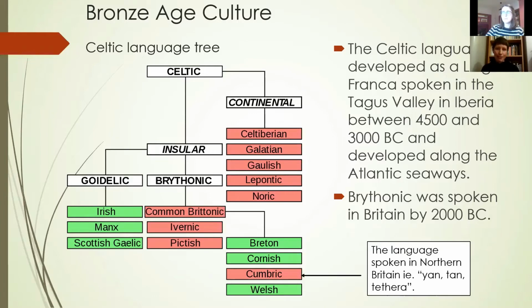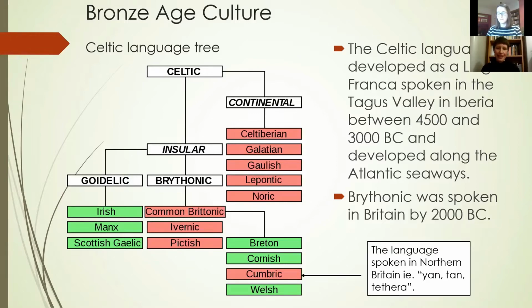And what's really interesting about this was spoken in these areas from 2000 BC, and in the north we had a language called Cumbric, which was very similar to present-day Welsh, and that is remembered in the old sheep counting rhymes, which you may have heard of, such as Yan Tan Tethera. And this was spoken up to around 600 to 700 AD, which is when the Anglo-Saxons moved in, invaded, and settled these lands. At that point in time, the Anglo-Saxon language began to replace the Brythonic language.